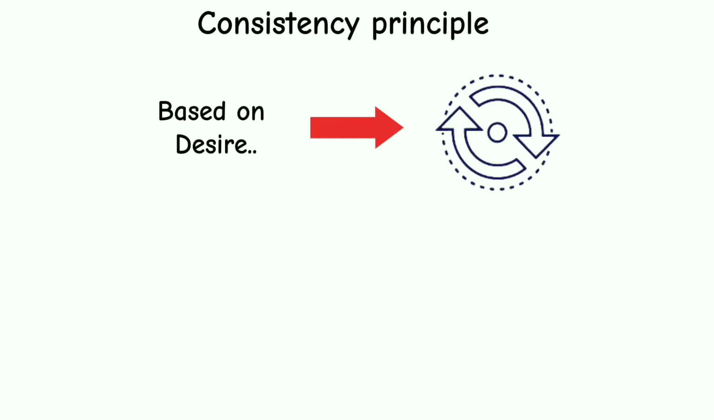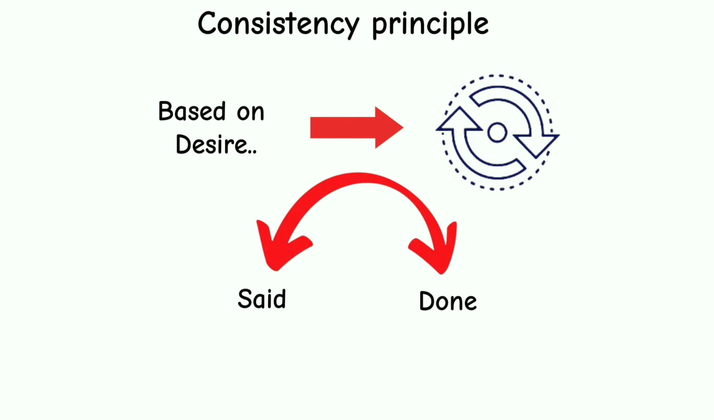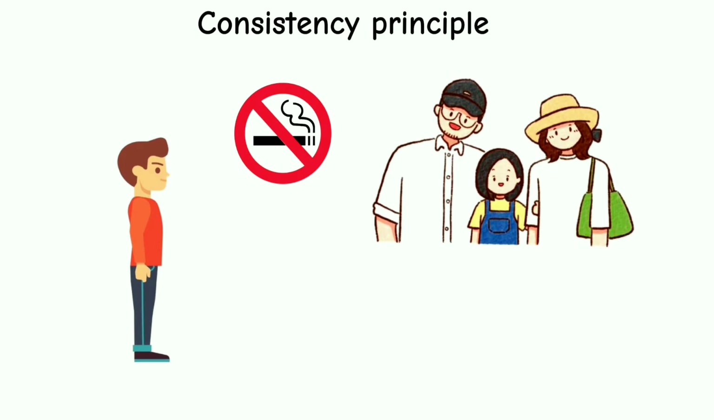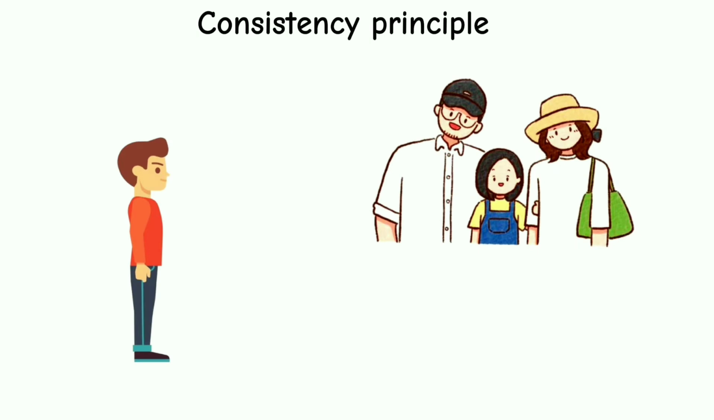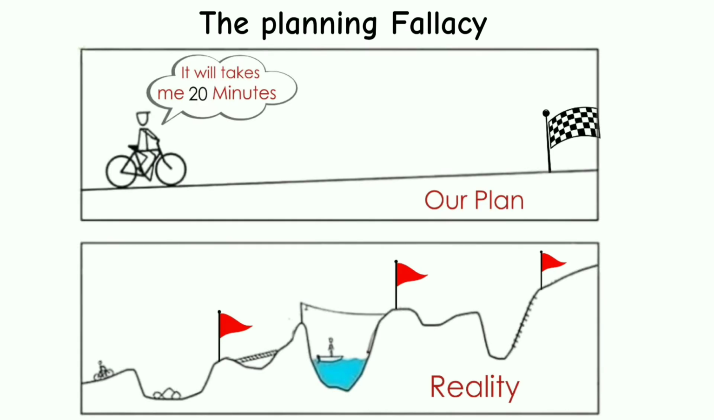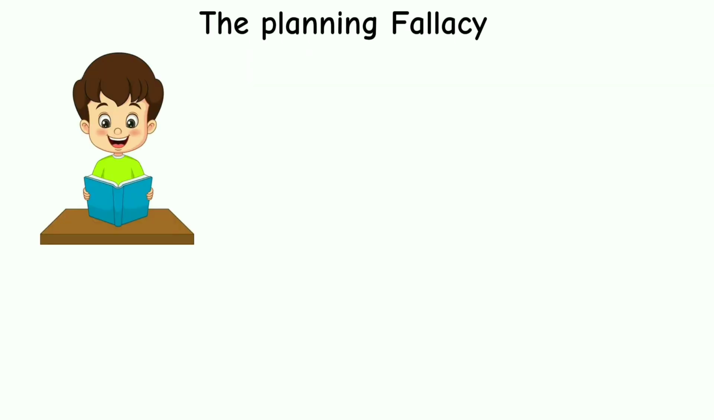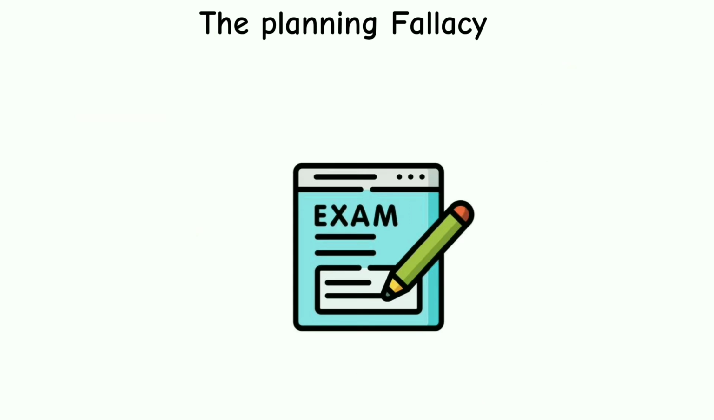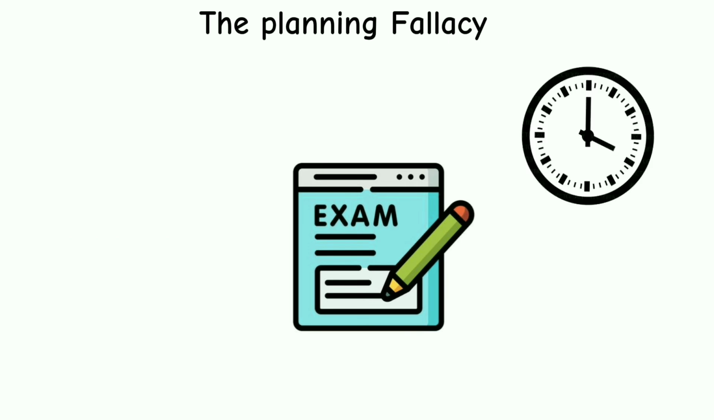Consistency principle. The consistency principle is based on the desire to be consistent with what we have previously said or done. For example, if you tell your family that you're quitting smoking, you're more likely to stay on track to fulfill your commitment. The planning fallacy. The planning fallacy occurs when we underestimate how long it will take us to complete a future task. For example, you are preparing for your upcoming midterm paper and set aside just 1 week to finish it. Although similar assignments in the past took you more time than expected, you feel confident that 1 week is enough time.